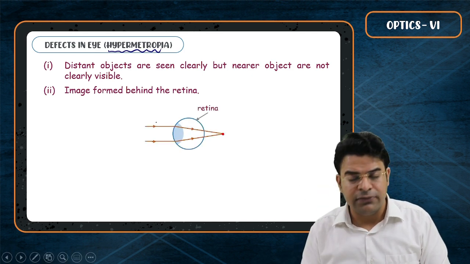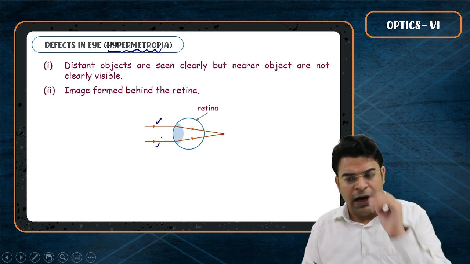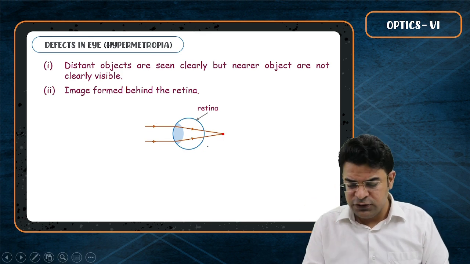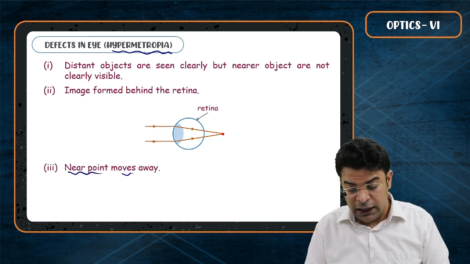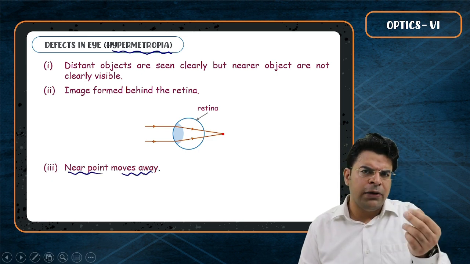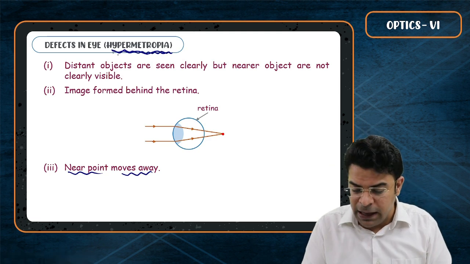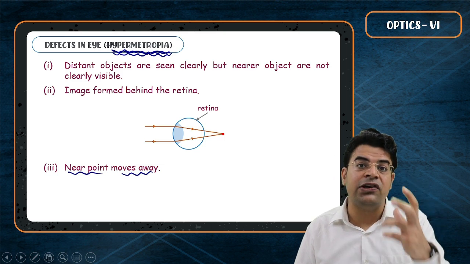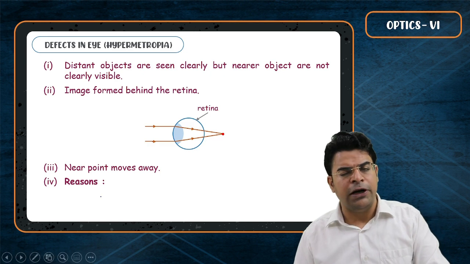So let's say they are not using any lens and light enters into the eye, the image is formed behind the retina. When a person suffers from hypermetropia, we say that the near point has moved away. For a healthy human being, the near point is at a distance of 25 centimeter. For a person suffering from hypermetropia, the near point has moved away. Now the distance is greater than 25 centimeter. What are the reasons for hypermetropia?